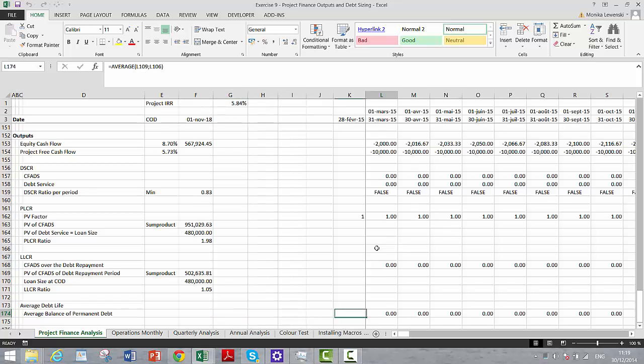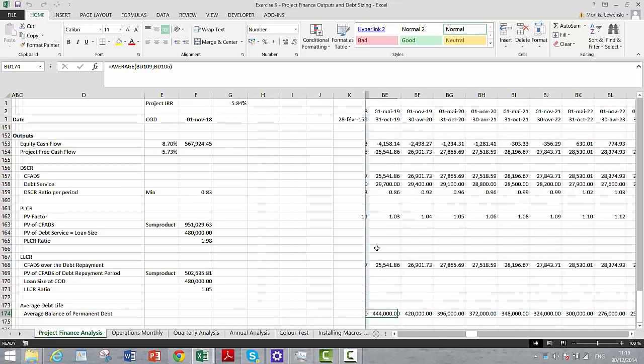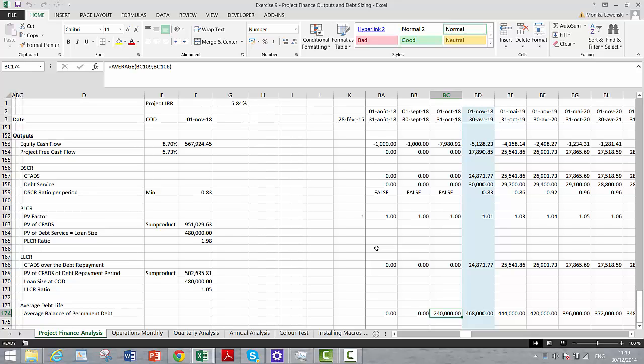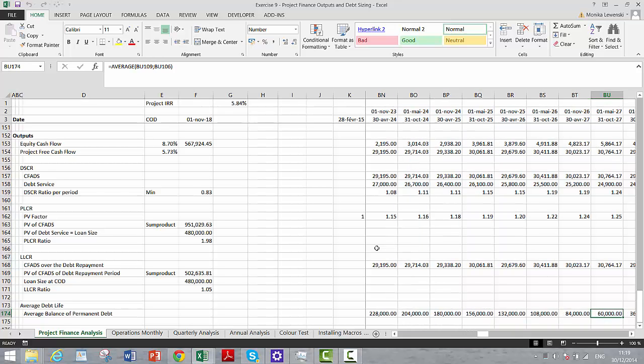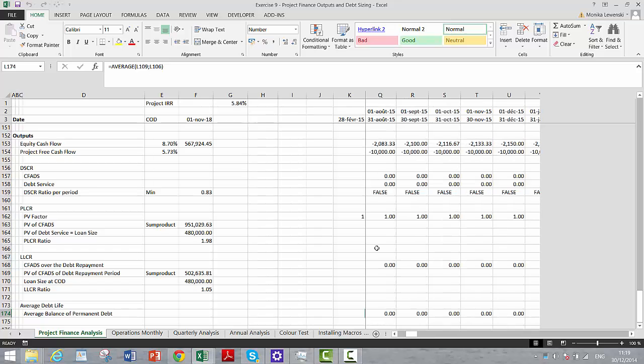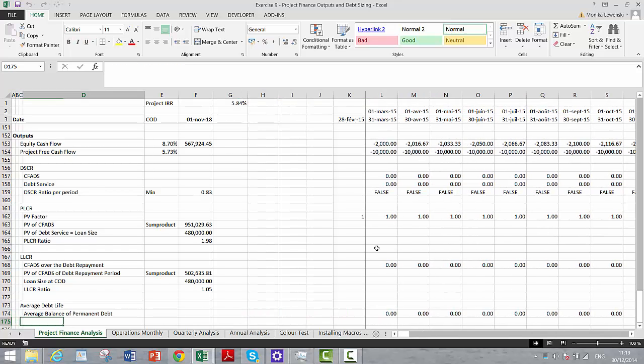Now, once you have that, the trick to getting the average debt life is you can just take the sum. Look at this. This is in the very first period. I'm not sure. I think that still works. Okay, and then, to get the debt life, it is the sum of the balance, divided by the initial amount.